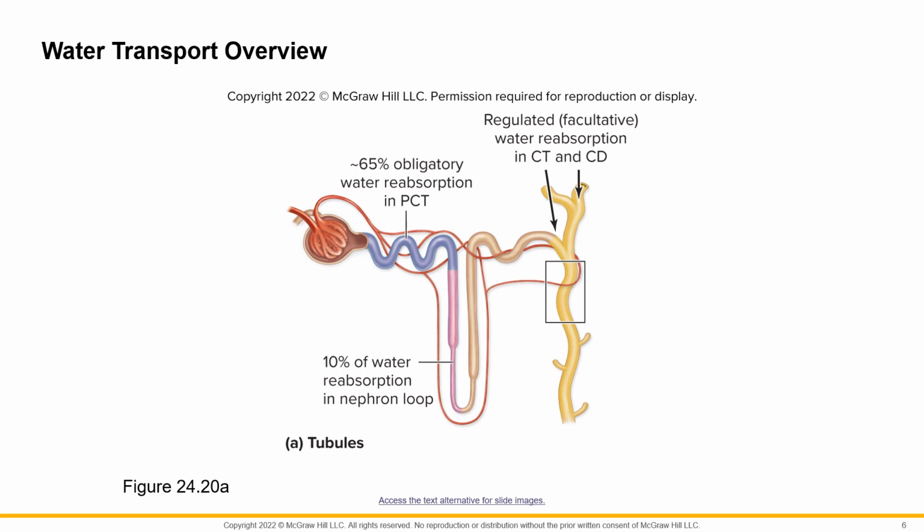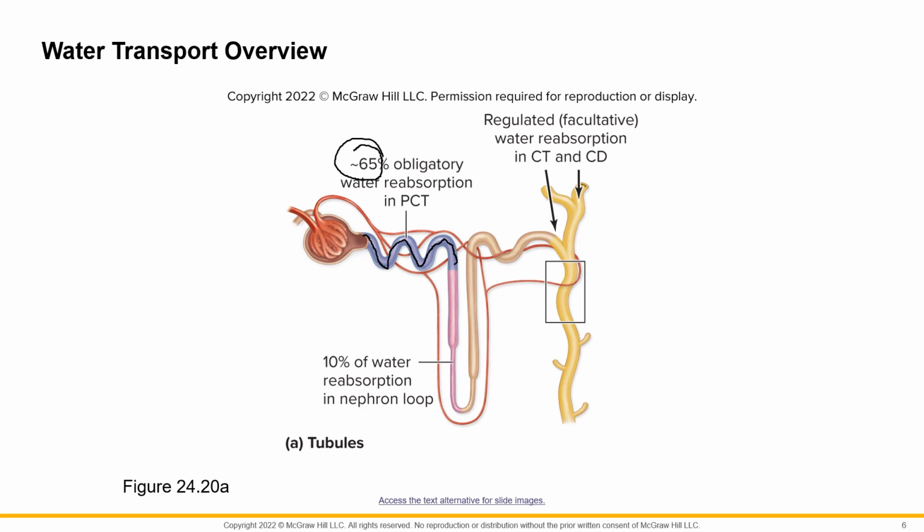Next, we're going to look at where and how much water is absorbed, and I'm going to explain that based on this diagram. Starting with the proximal convoluted tubule, this purple segment here, about 65% of water is absorbed in the proximal convoluted tubule. And this is obligatory water reabsorption. So out of the filtrate, approximately 65% is almost always reabsorbed here in the proximal convoluted tubule.